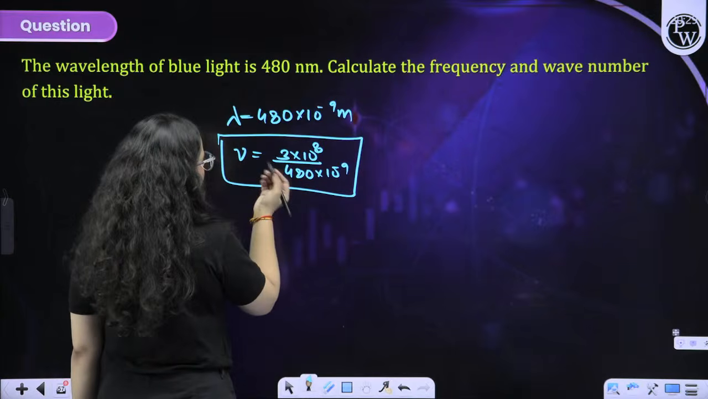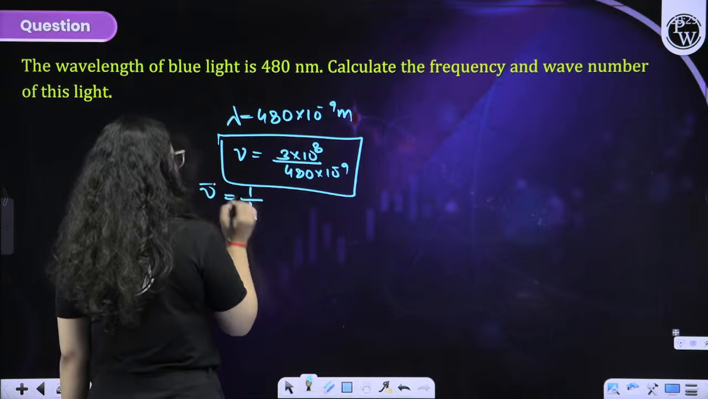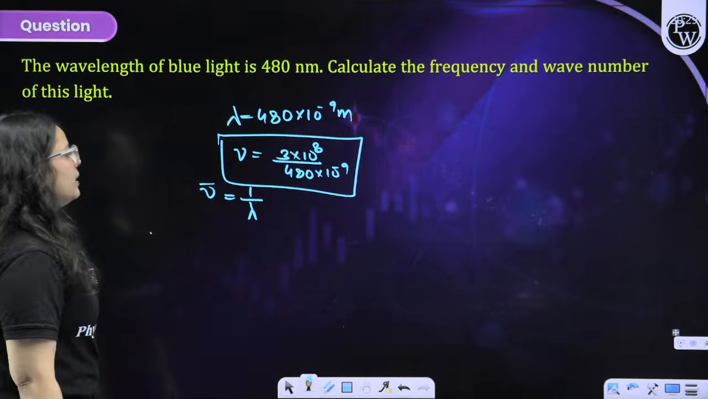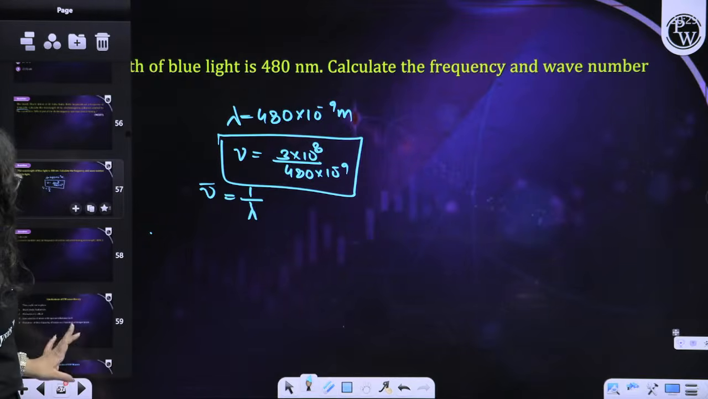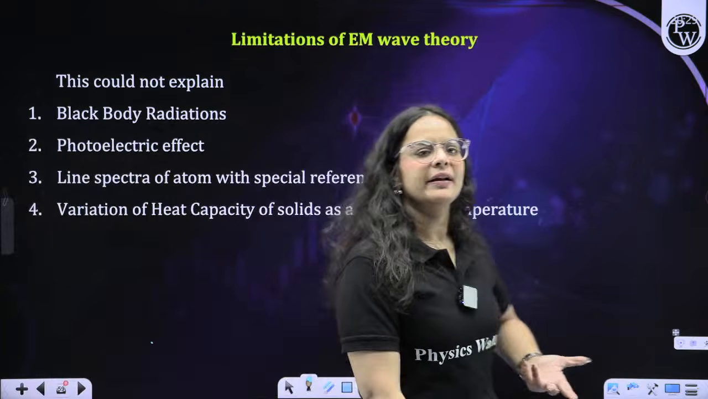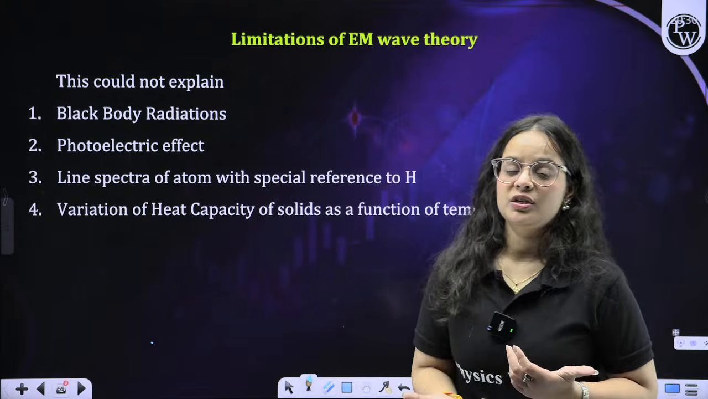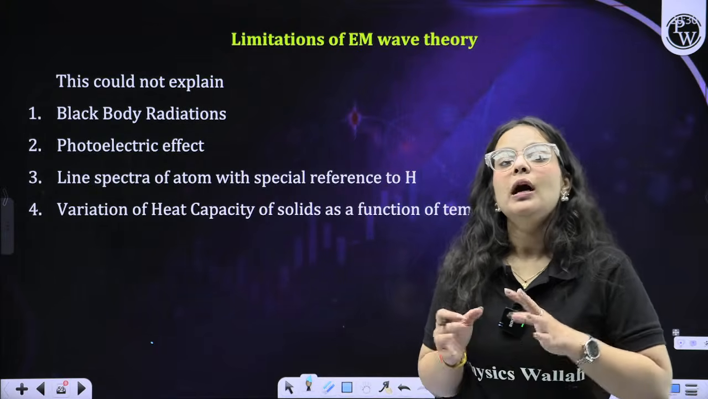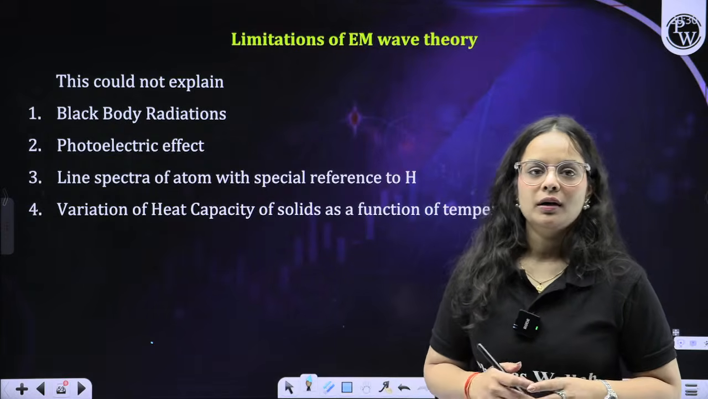Wave number: to calculate the wave number, just reciprocate the lambda term. So it is 1 by 480 into 10 raised to the power minus 9. I'm just showing you how to solve these types of questions. You can calculate better by taking approximations or other methods. Try to solve as many questions as you can without using a calculator, because a calculator can slow down your preparation.